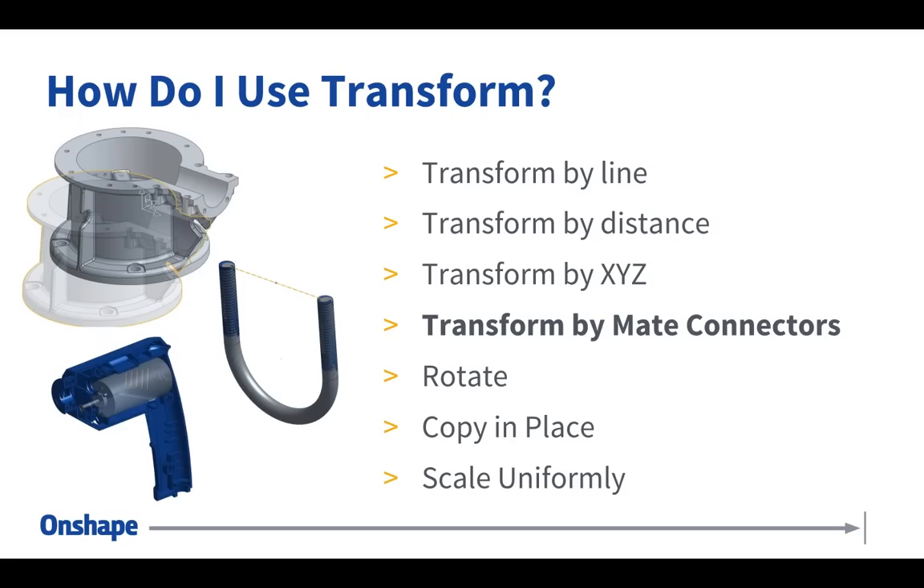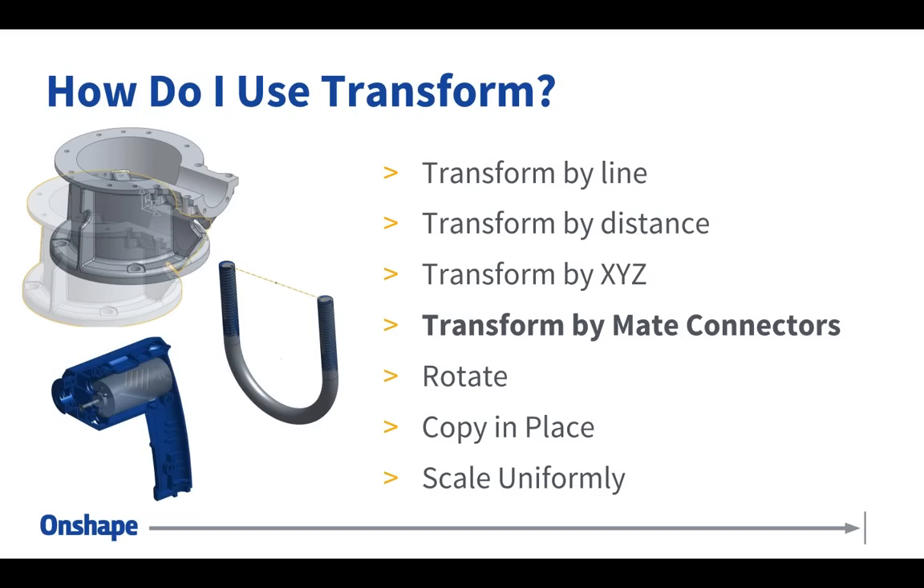You have transform by line, which allows you to transform a part based on line geometry. The length and the orientation of the line define the transform. And transform by distance, where you can transform parallel to an edge, for example, a given distance. Transform by XYZ, as the name implies, allows you to transform by XYZ location. And then finally, transform by mate connectors allows you to define a part's location based on mate connectors.